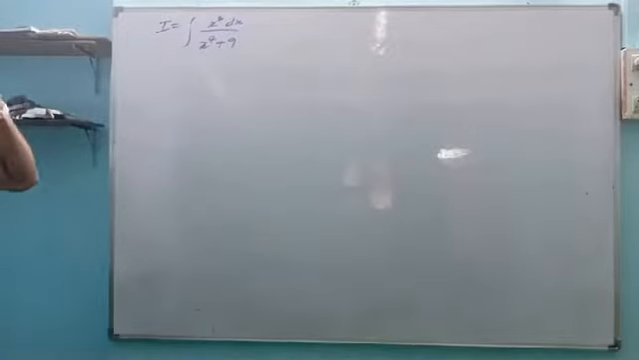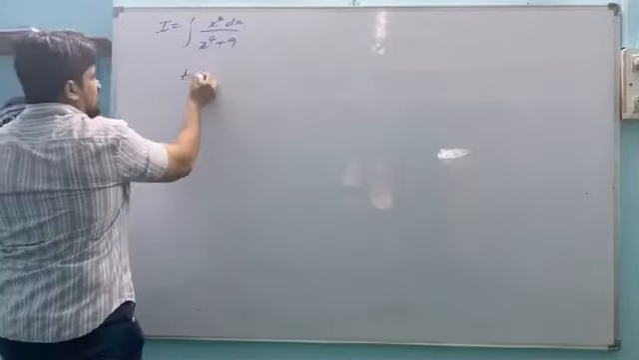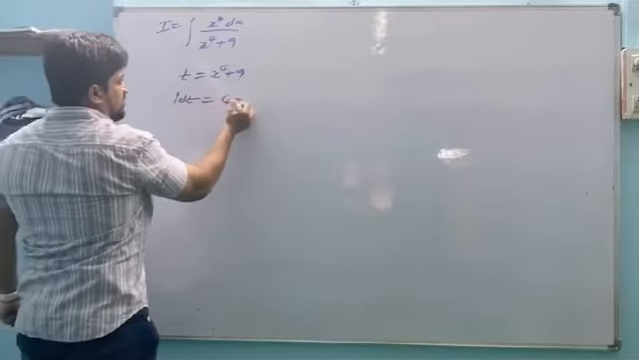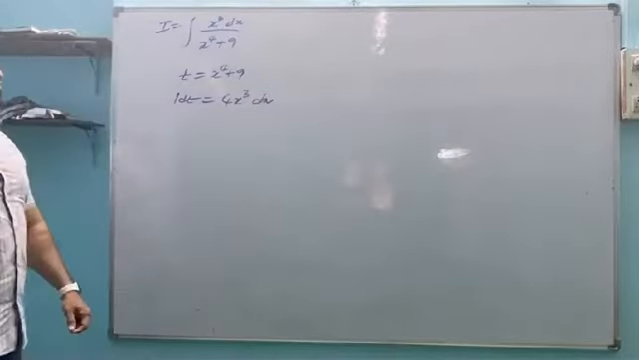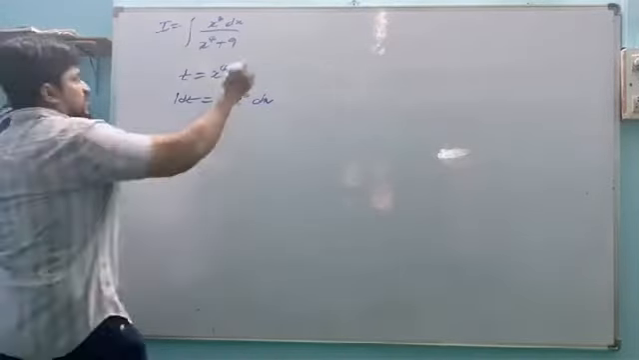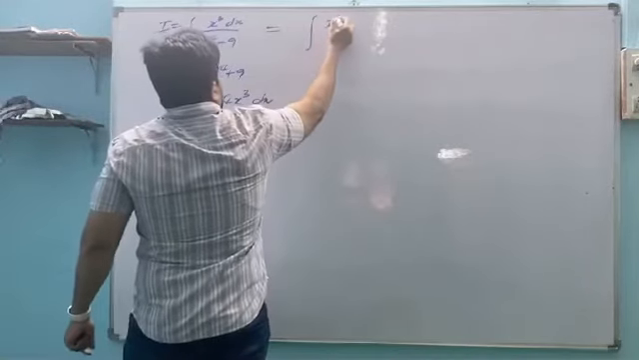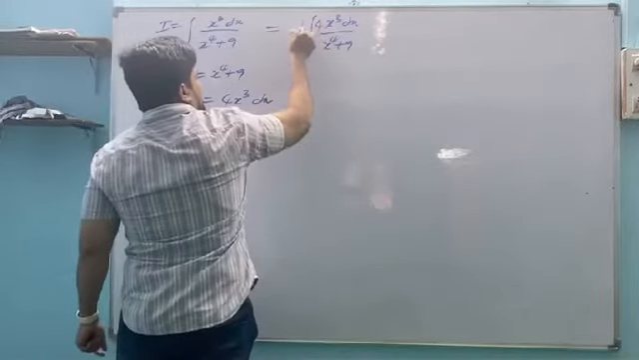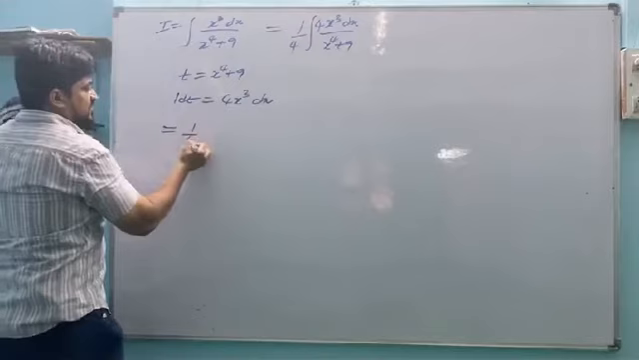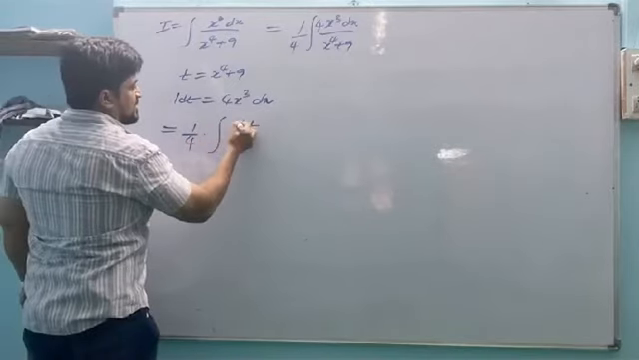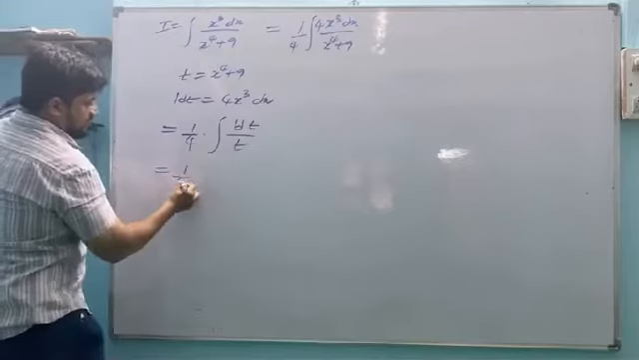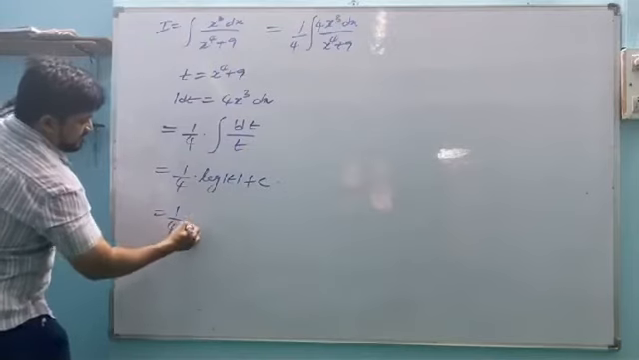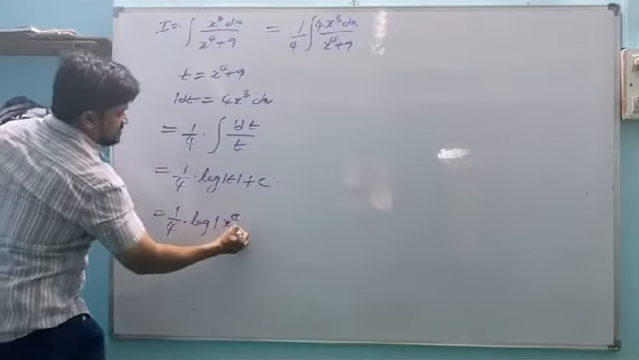Integral of x cube dx by x power 4 plus 9. What we will do? t equals the denominator. 1 dt is equal to 4x cube dx. Now we don't find 4 with x cube there. So what we will do? We will write x cube dx by x power 4 plus 9. 4 is not there, so multiply and divide by 4. So this will be 1 by 4 integral dt by t. 1 by t is log mod t. 1 by 4 into log modulus t value.